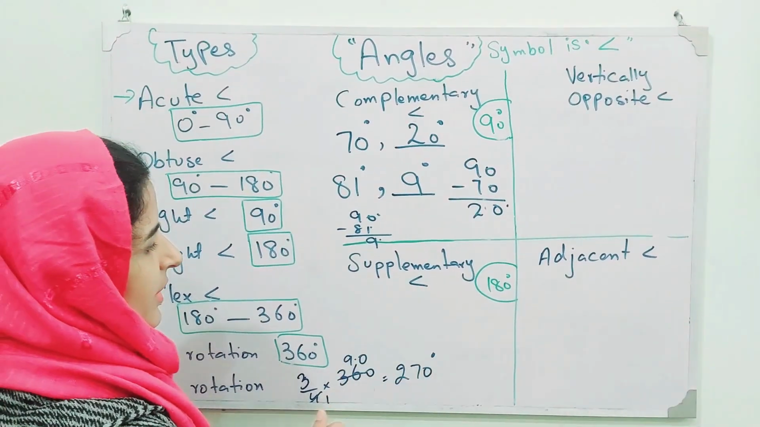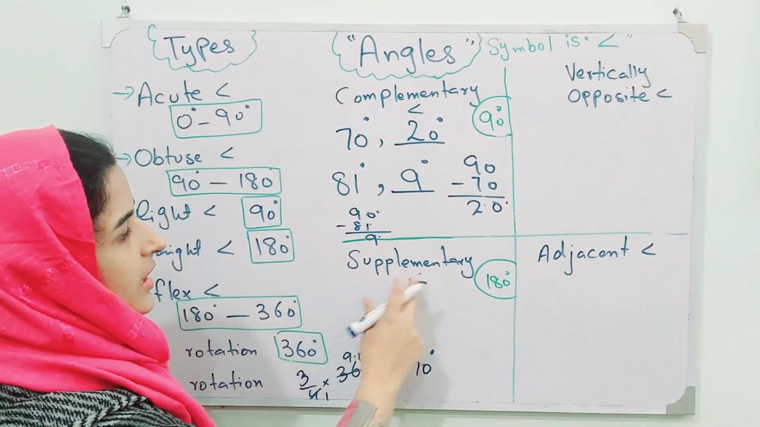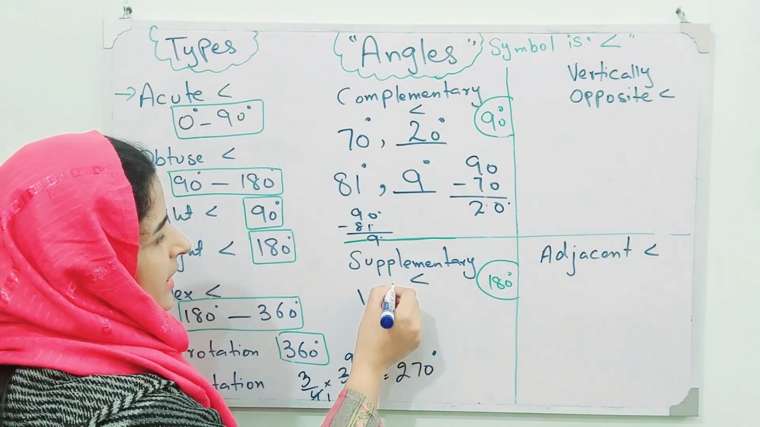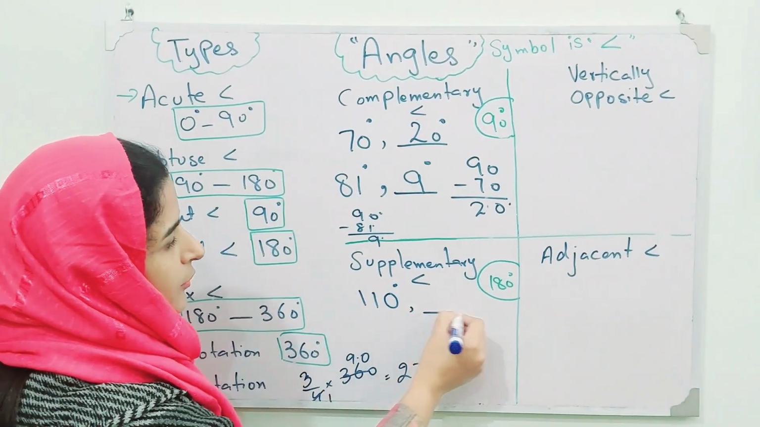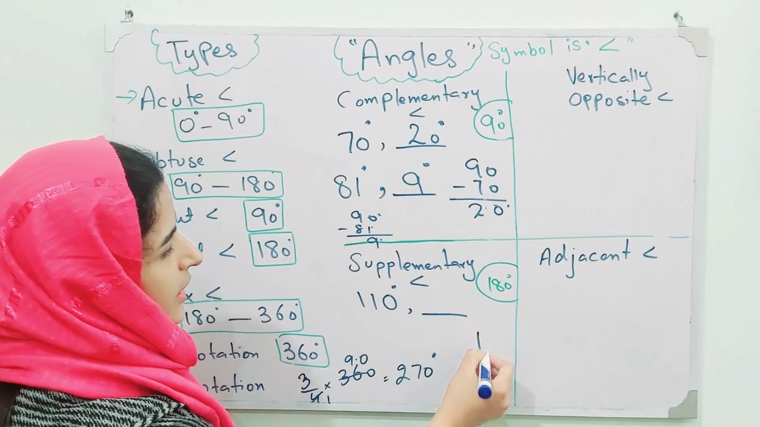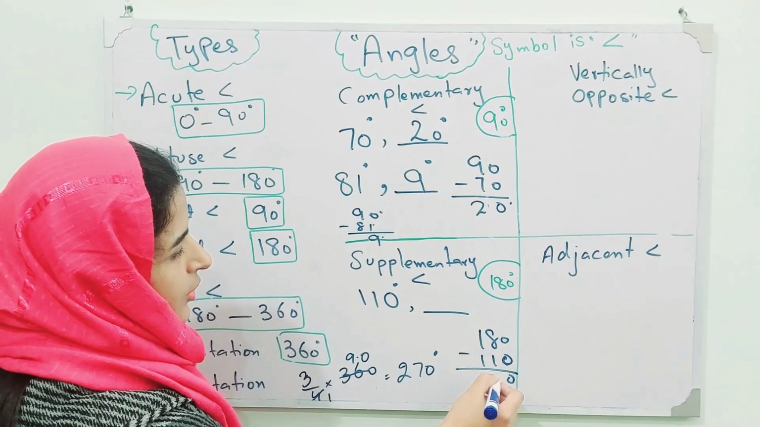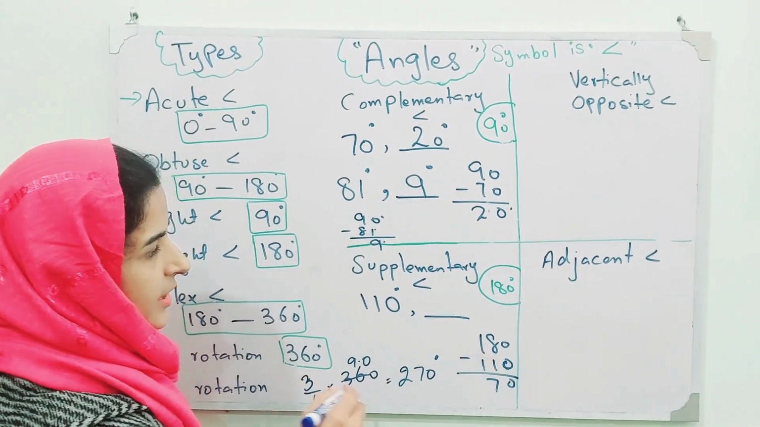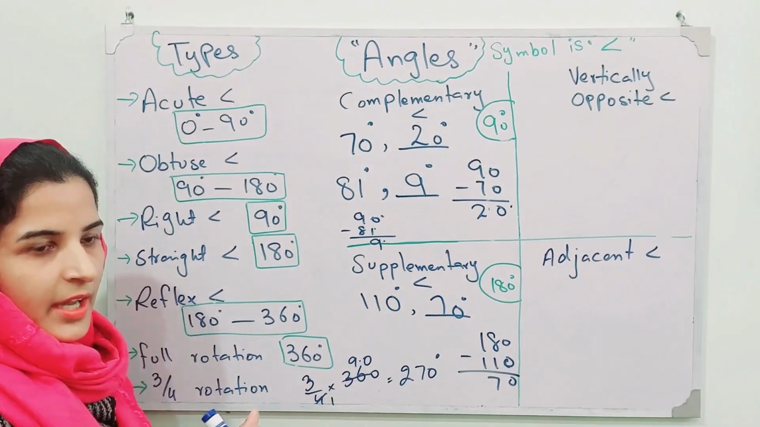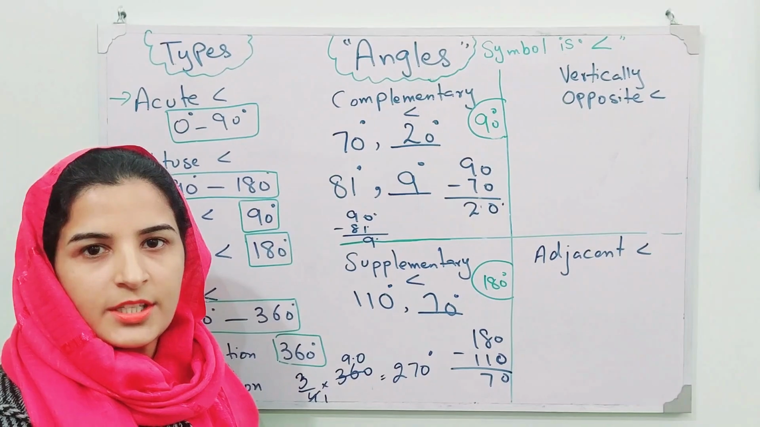Now look at the supplementary angles. Supplementary angles are those two angles which are making the sum of 180 degree. Let's suppose one angle is 110 degree and you have to find out the other angle which will make the sum of 180 degree, you can subtract it from 180. Your answer will be 70 degree. So these two angles are called supplementary angles because these two angles are making the sum of 180 degree.